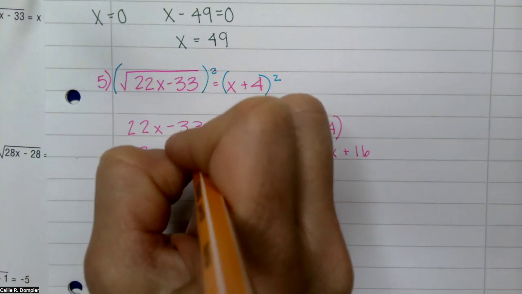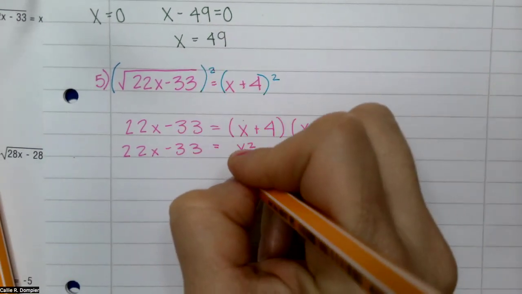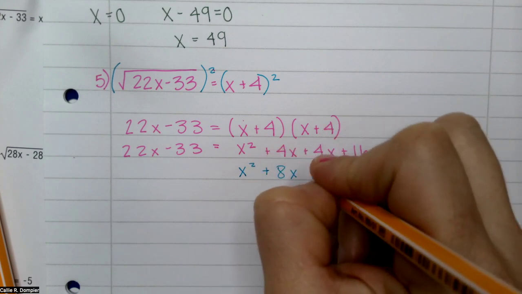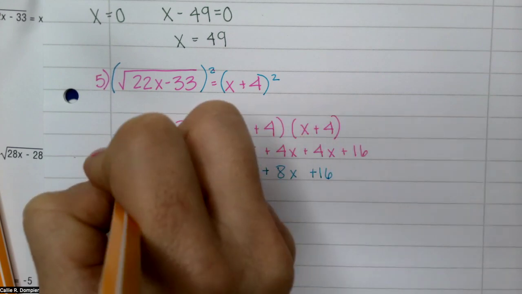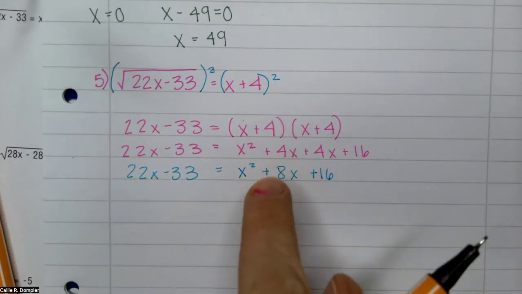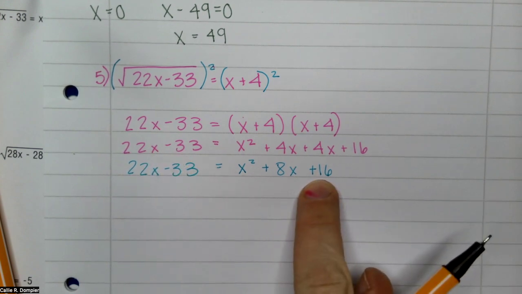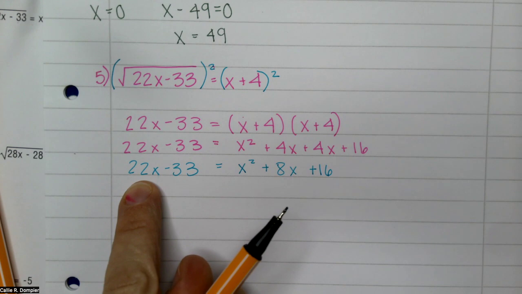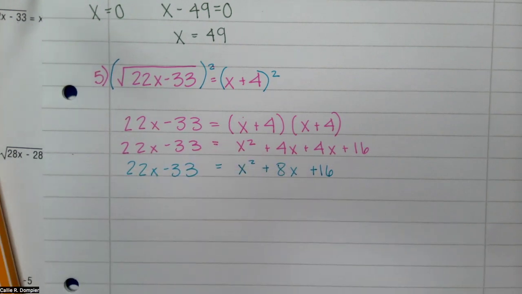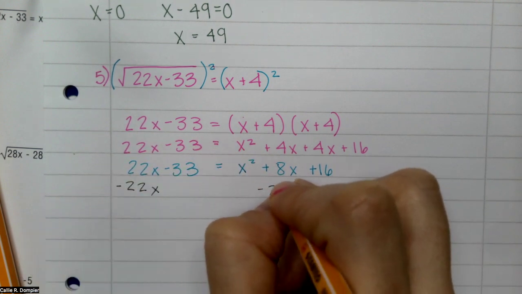22x minus 33. Now we're going to move these. Well, first we can combine like terms: x squared plus 8x plus 16 equals 22x minus 33. Now I want to keep the leading term positive, but I want to put all the terms on one side. So now I have a 22x over here, but I need it over here. So I'm going to subtract 22x from both sides.